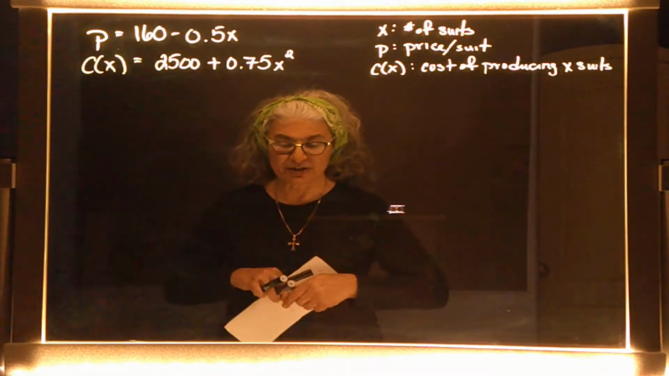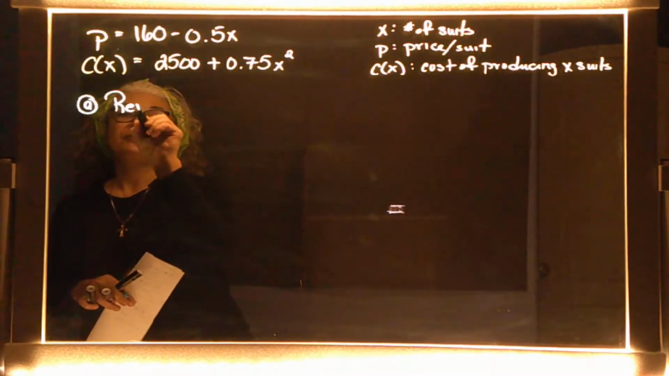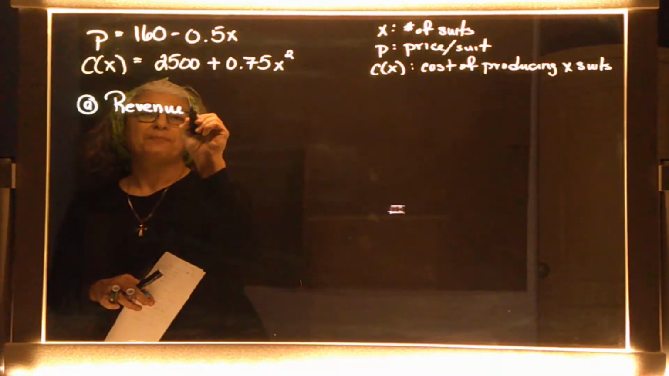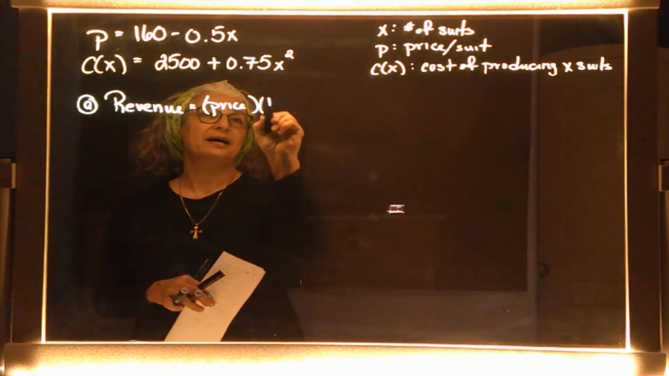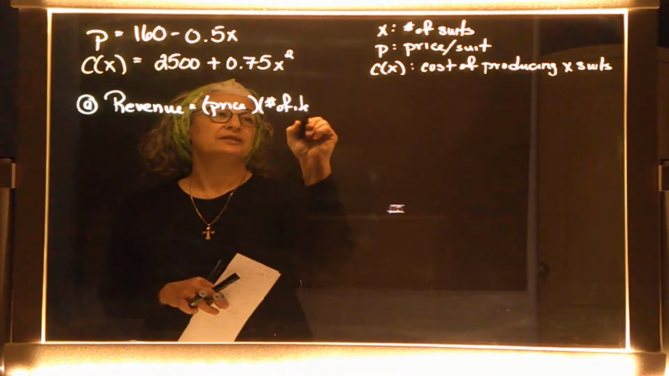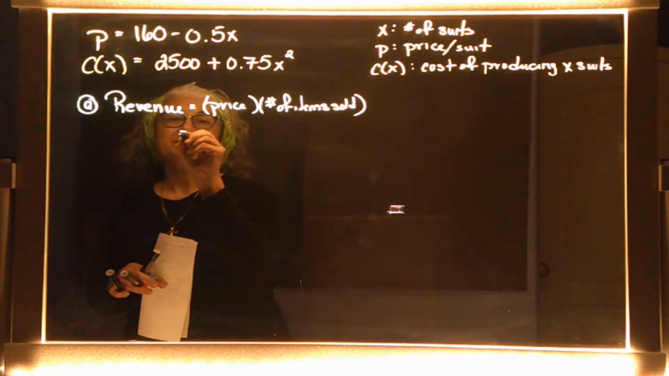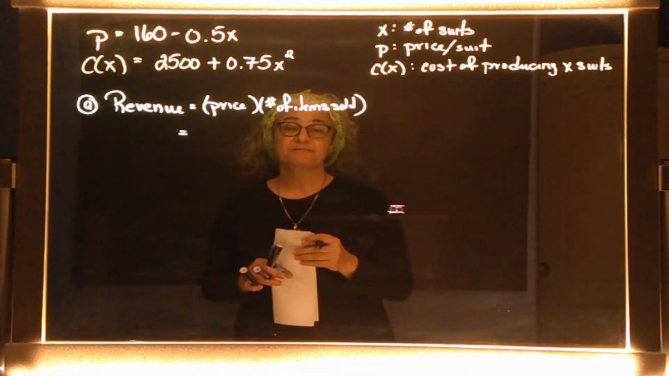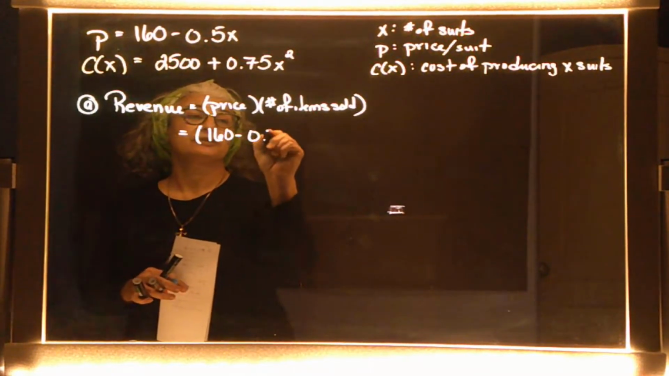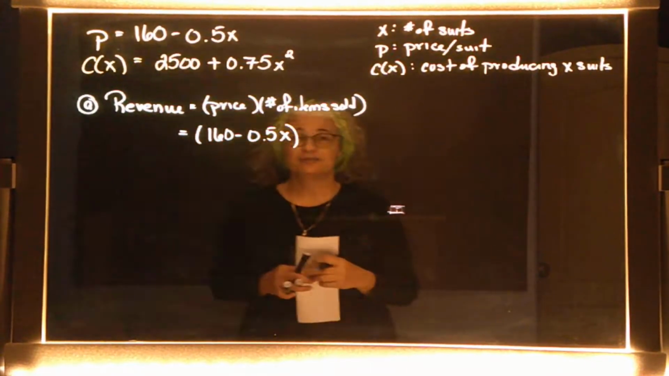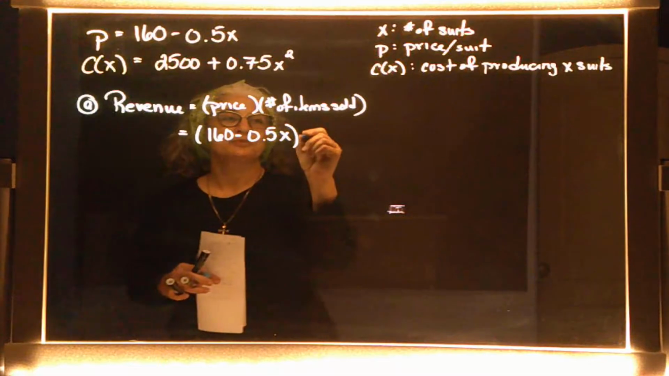So let's see. A wants to know the total revenue. All right, so the revenue, remember, is found by taking the price of an item and multiplying it by the number of items sold. Right? Okay, so in this particular case, what represents our price? Good, the 160 minus 0.05x. And what represents the number of items sold? Yeah, x, which is why it's a good idea to always write your variables down, right?